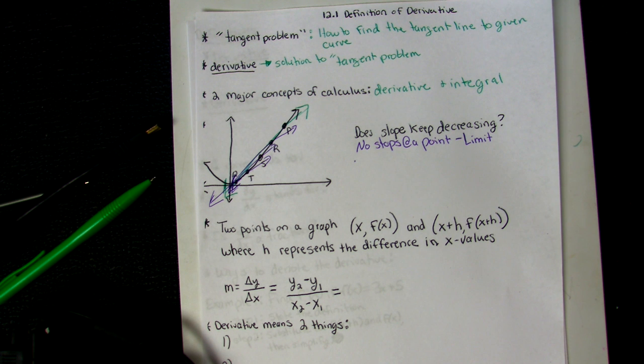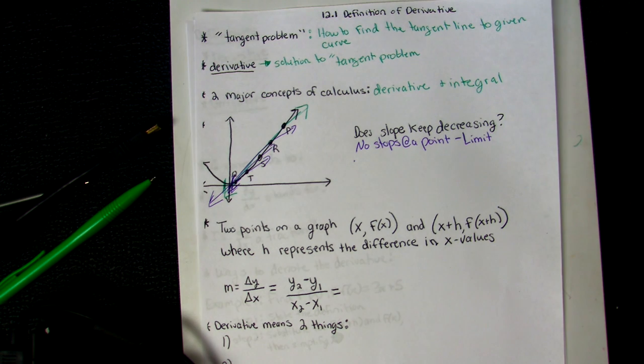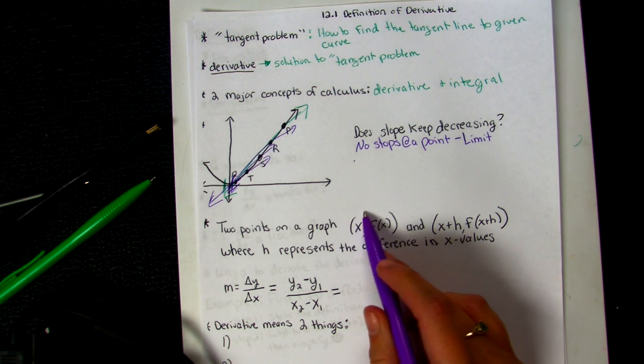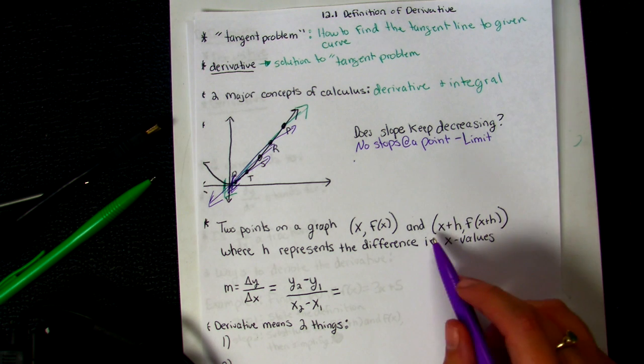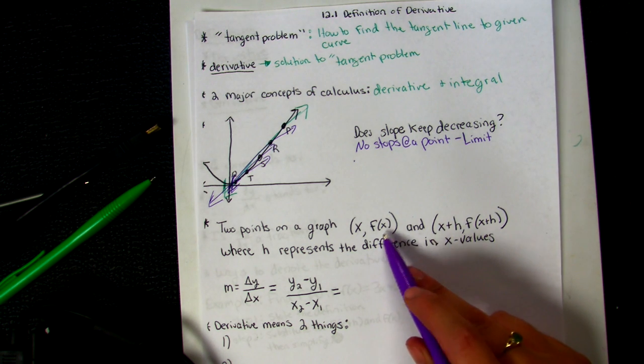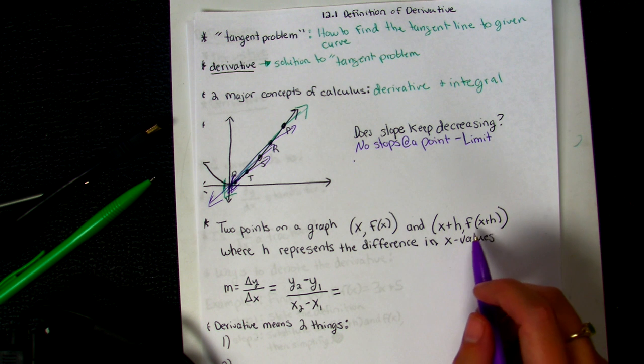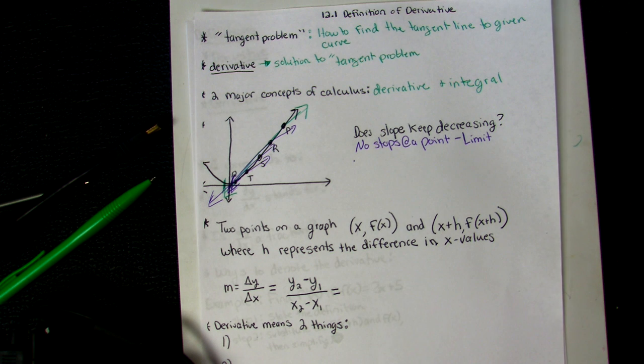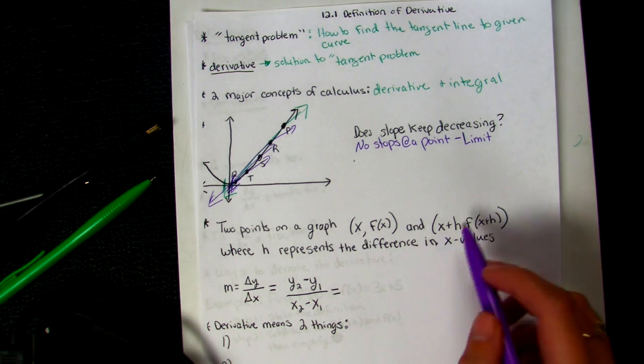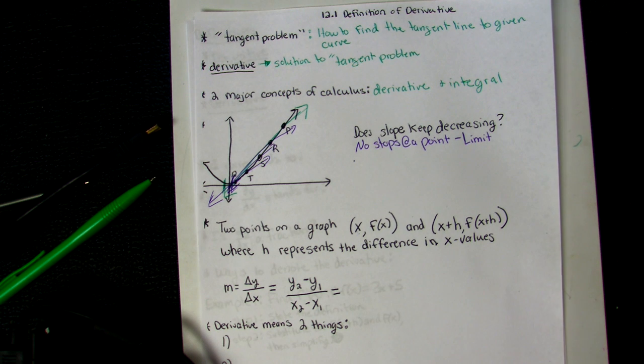So let's say that we have 2 points on our graph. We have x, f of x, so x, y, and then we have x plus h, and then f of x plus h. So basically, we're saying take your x and add a little bit, and then whatever y results from that, because f of x is the same as y when you have x. So f of x plus h is what you have whenever you plug in x plus h. So we've got 2 points on a graph, and h represents the difference in the x values, because we started with x and then we just added a little bit, some unknown value.